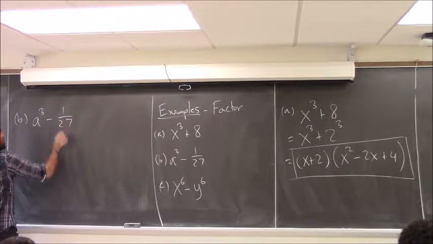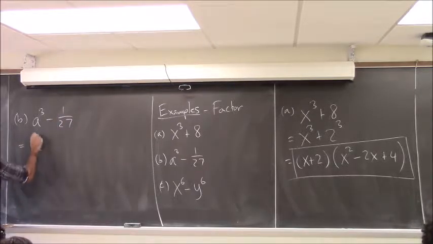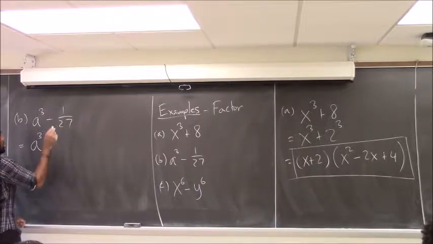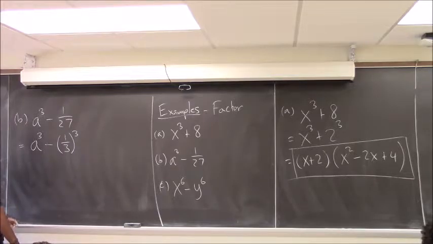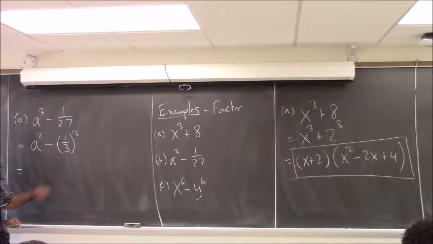A cubed minus 1 over 27. You need to factor that. This might look a bit daunting, but if you realize that 1 over 27 is 1/3 cubed, then it's just a matter of applying this formula where that's the a and that's the b.